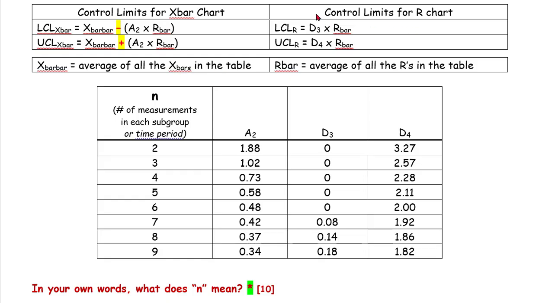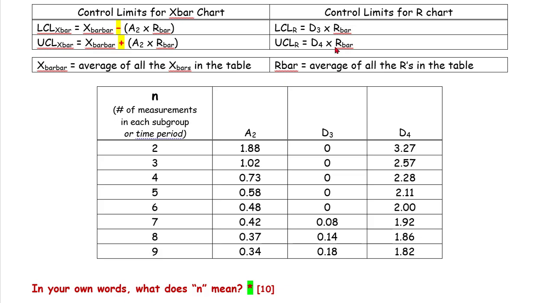Let's go to the control limits for the R chart. It's going to be the lower control limit for the R is equal to D3 times R bar. And remember, R bar is the average of all the R's in your data table. So what is D3? Let's assume again that we're taking 4 parts every 2 hours. So our N equals 4. And so our D3 is equal to 0.